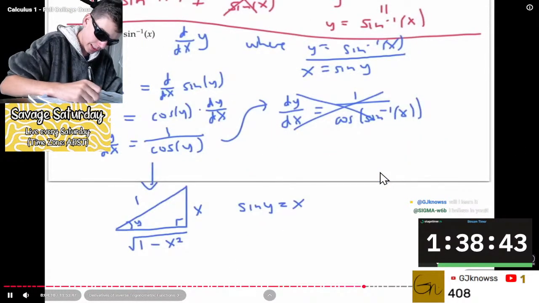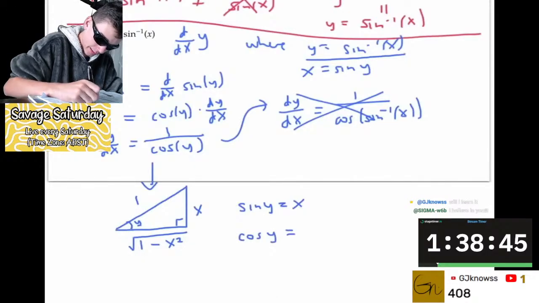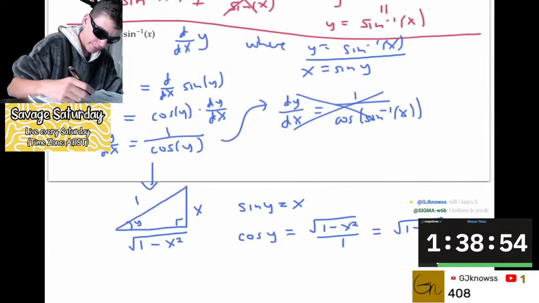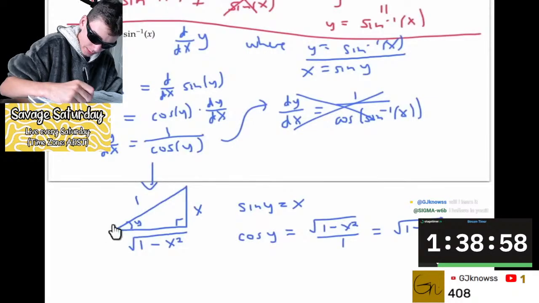Now I can compute cosine of y just from the triangle, by the Pythagorean theorem. Cosine of y is adjacent over hypotenuse, so that's the square root of 1 minus x squared over 1, or just the square root of 1 minus x squared. I've been implicitly assuming that y is a positive angle between 0 and pi over 2 when I've been drawing this triangle, but you can check that the same formula also works if y is a negative angle. Think of it going down here on the unit circle instead of up here.